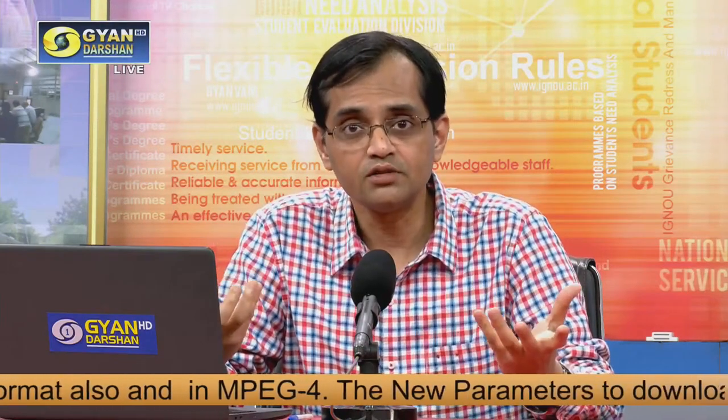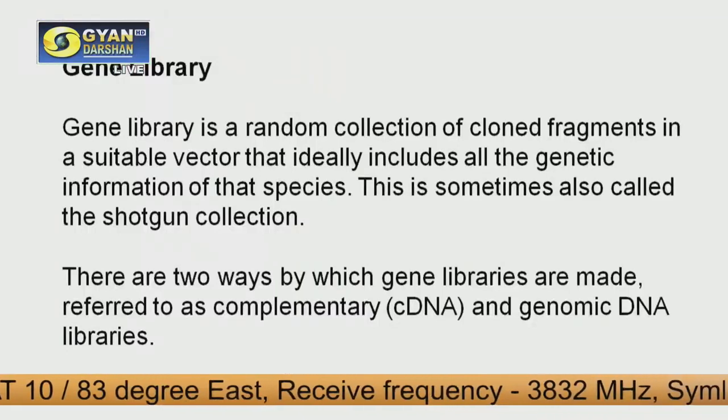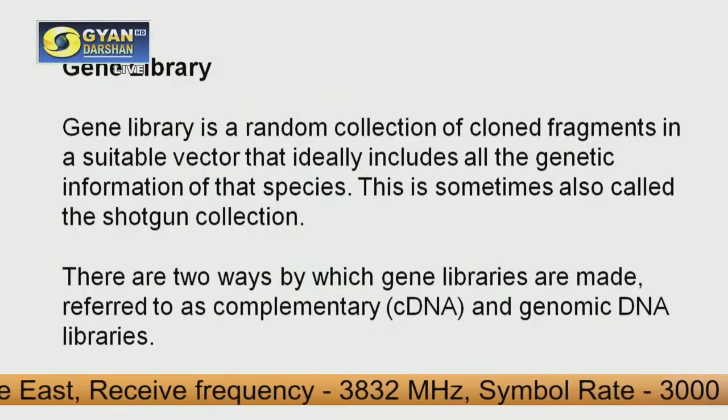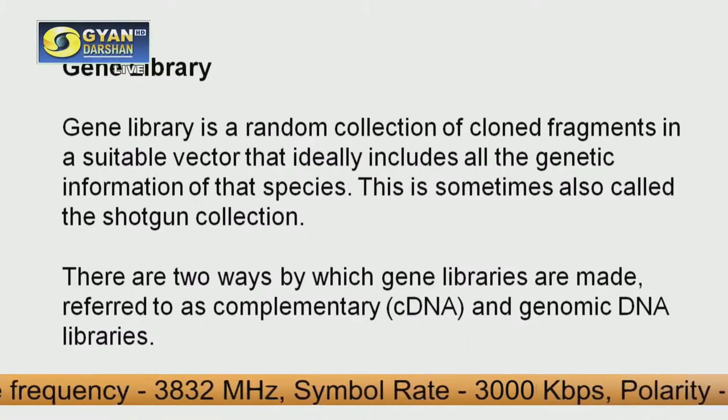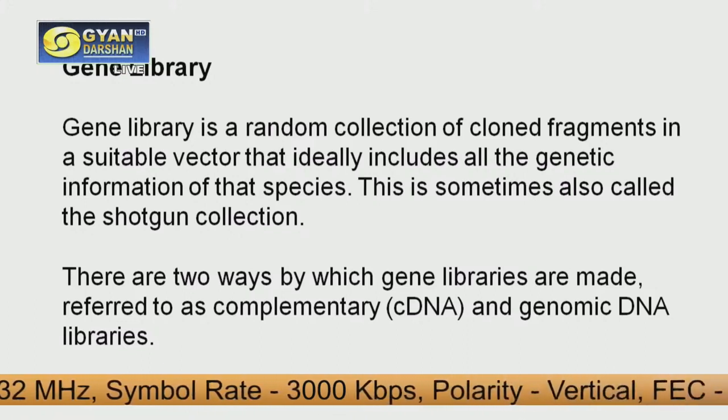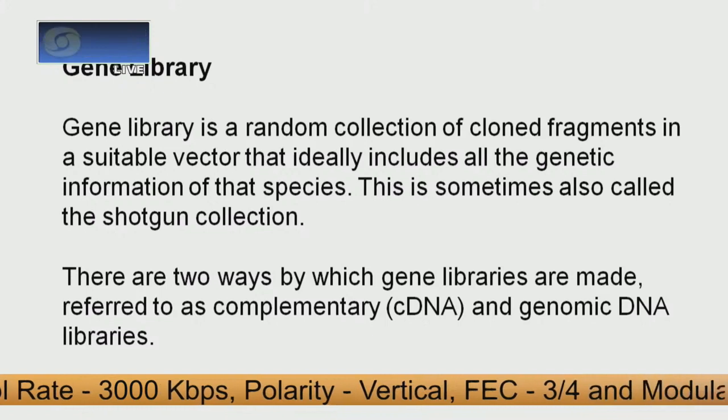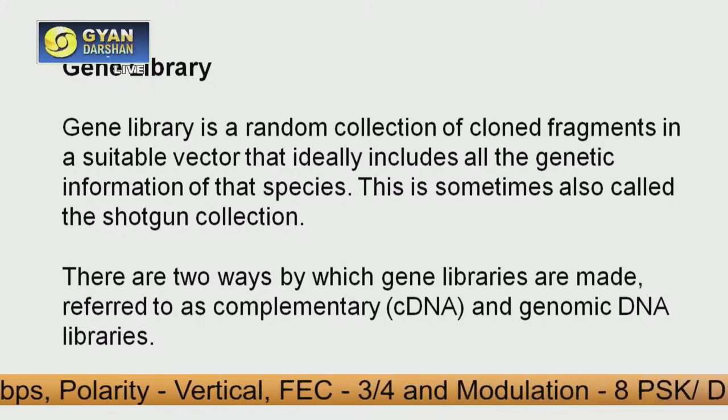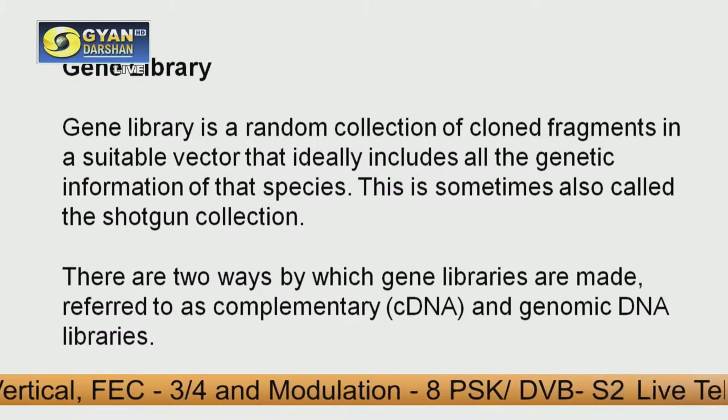Like you clone the genomic sequences to construct a genomic library, similarly, you clone the cDNA sequences to get a cDNA library. But in any case, they are different forms of gene library. So my first slide, or my first PowerPoint presentation, will show what is meant by a gene library. It's a random collection of cloned fragments in a suitable vector that ideally includes all the genetic information of that species. And this is also called the shotgun collection.